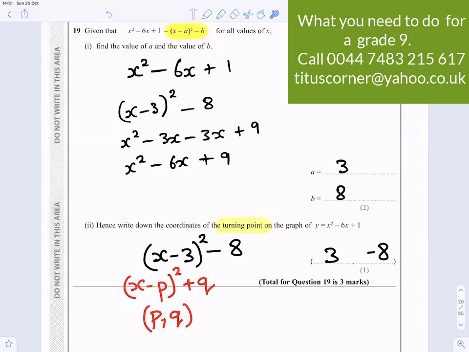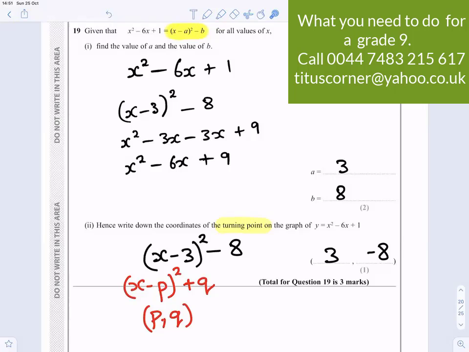Question number 19. Given that x squared minus 6x plus 1 is equals to x minus a all squared minus b for all values of x, find the value of a and the value of b. This is completing the square method you use here. So for completing the square method, you find half of the value of the number in front of x, the minus 6. Half of 6 is 3. You square it. You put in bracket x minus 3 all squared. And then you minus 8.